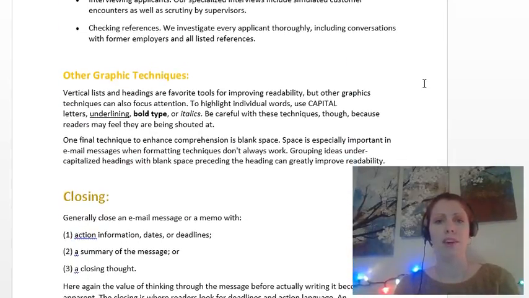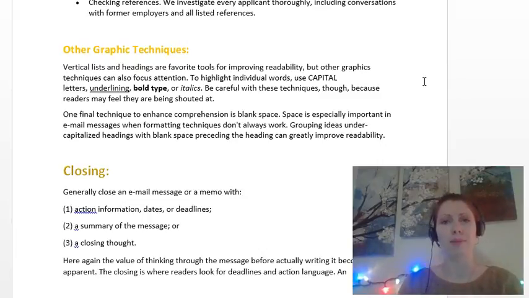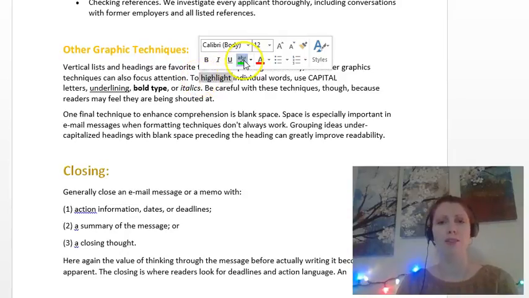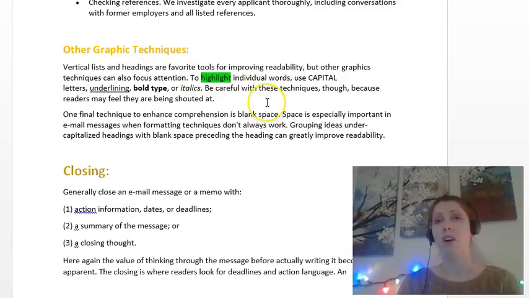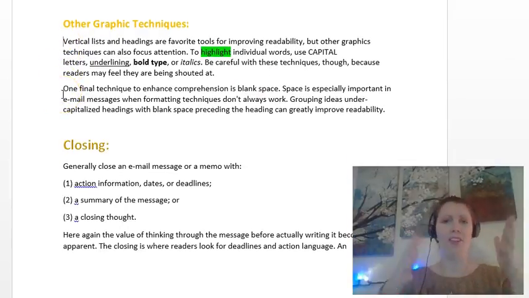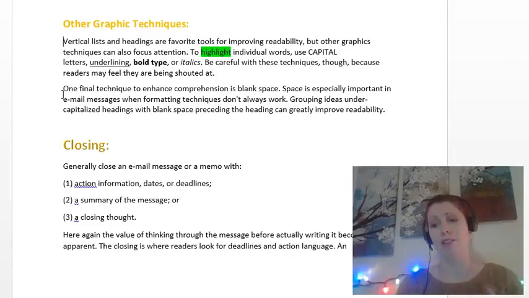All right, here are some graphic techniques that we've talked about in a previous lecture. So vertical lists and headings are favorite tools, and they really do work for improving readability. But there are other things you can use, and we've seen this. You can highlight words, which I often do. Use capitals, all capitals, underline, bold things, use italics. But just be careful, because you don't want the readers to feel overwhelmed by all this stuff going on. And you also don't want them to feel like you're yelling at them.